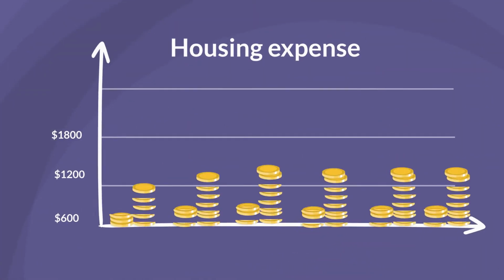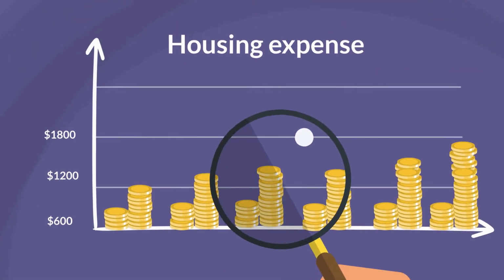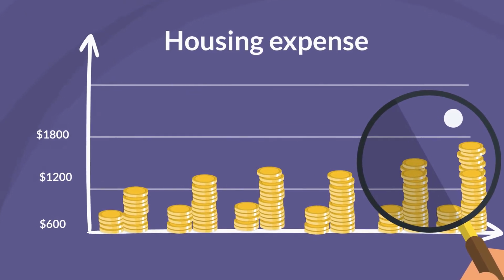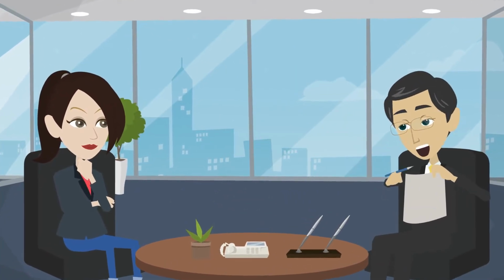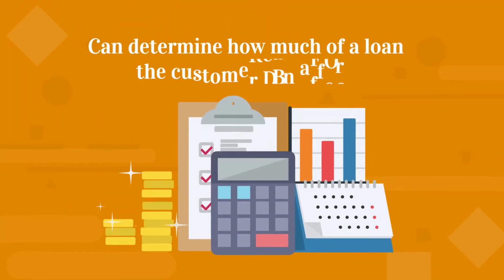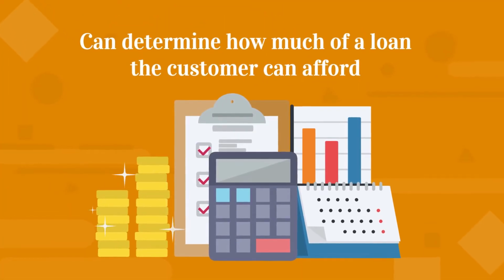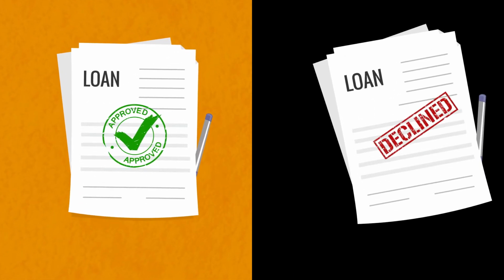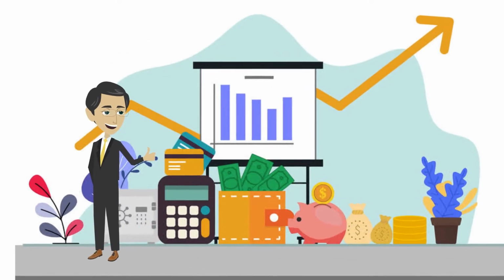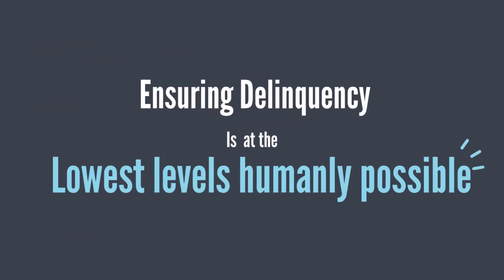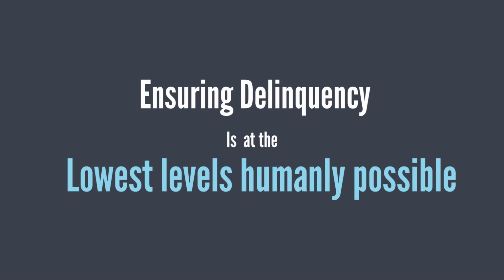Accordingly, the housing expense is one of the most important parts of the application process, and a way you and your customer, combined with other credit decisioning tools, can determine how much of a loan the customer can afford, if at all, ensuring that every good loan is approved and every bad loan is declined. Ultimately, protecting the company's assets and ensuring delinquency is at the lowest levels humanly possible.